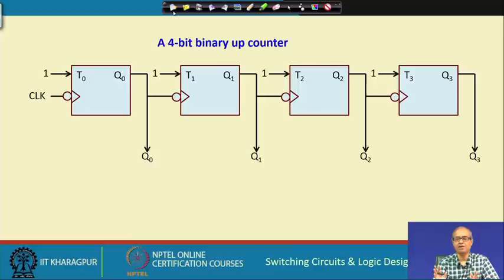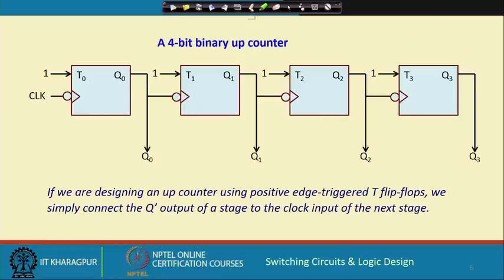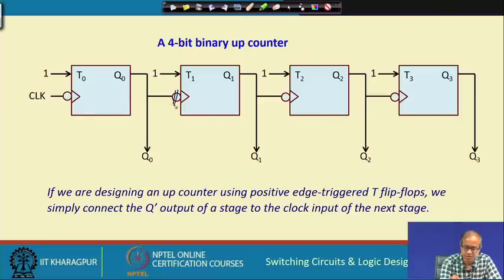This is how a simple binary up counter can be designed. Just connect a number of T flip flops in cascade, which are triggered by the negative edge of the clock. Now, one point to note is that suppose instead of negative edge triggered, I have positive edge triggered T flip flop, then what do we have to do? Which means these are not negative edge triggered, these are positive edge triggered.